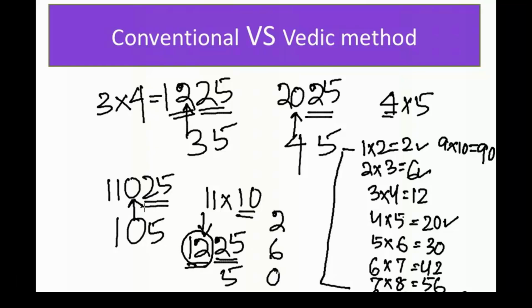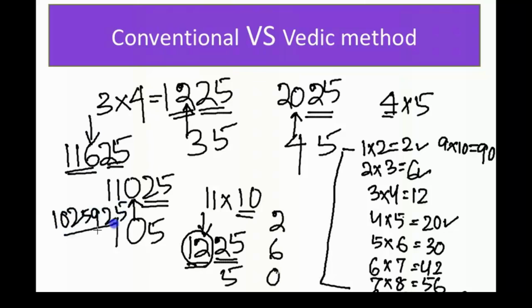2 into 3 gives me 6, 3 into 4 gives me 12, 4 into 5 gives me 20. I will tell you why I am doing this. 5 into 6 gives me 30, 6 into 7 gives me 42, 7 into 8 gives me 56, 8 into 9 gives me 72, and 9 into 10 gives me 90.